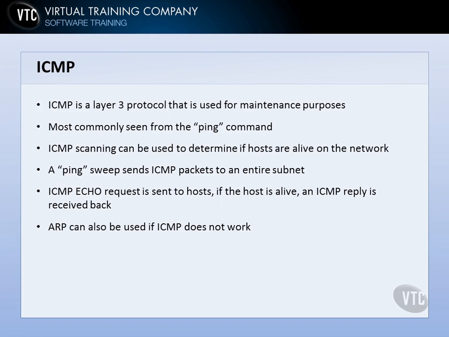Now, ICMP is primarily used in terms of ping sweeping networks. You could send one to one host, but what you really want to do is scan an entire subnet with it. So that's called a ping sweep. And you would send ICMP echo requests to the host, and if the host is alive, you'll get an ICMP reply back. Now, a lot of network devices block ICMP, so they're basically ineffective in scanning a network. What you might do in that case is use ARP requests to see if a host is alive or not. And in fact, a lot of Nmap scans use ARP by default.